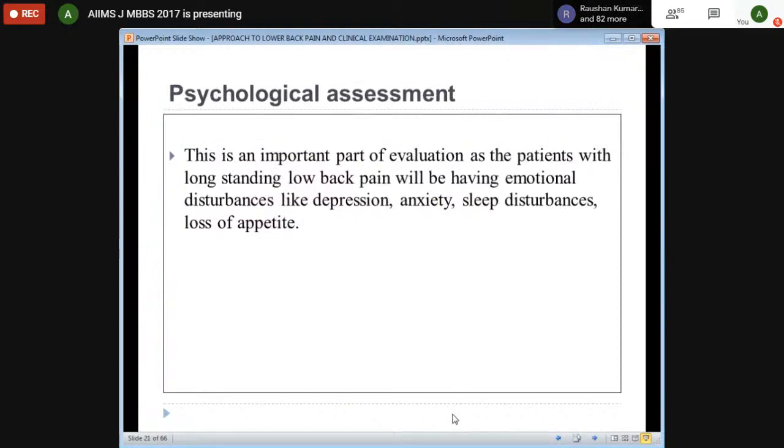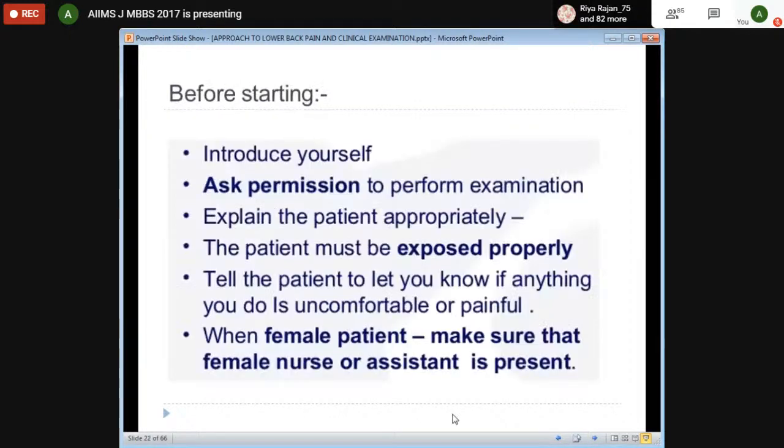Psychological assessment also plays a very essential role in the diagnosis and management of low back pain, because most of the medications in chronic pain are from the antipsychotic medications. And now we'll move to the clinical examination of low back pain.